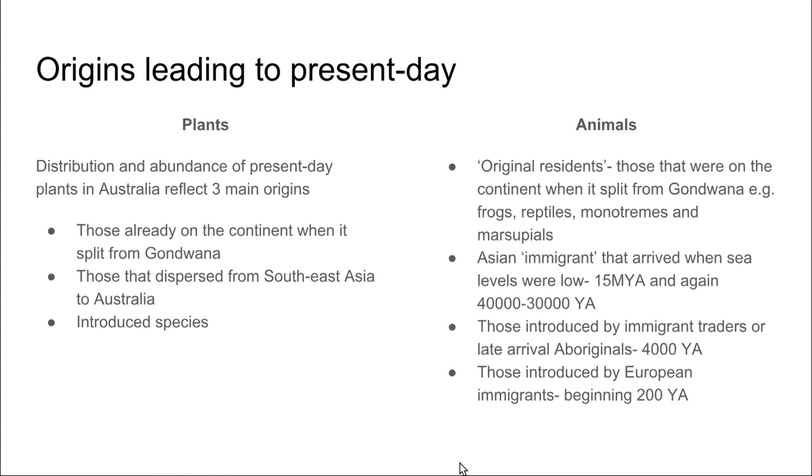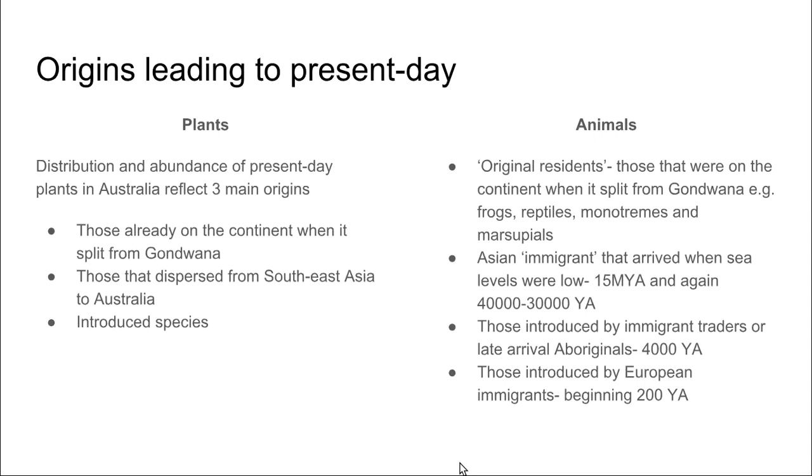So there are a few presentations of information that allow us to work out how we have led to the present-day organisms we see and where they may have come from. When we talk about plants, the distribution and abundance of present-day plants can be explained as having three main origins. The first are those that were already on the continent when it split from Gondwana. The second are those that dispersed from Southeast Asia to Australia. And the third are the introduced species that we do see.